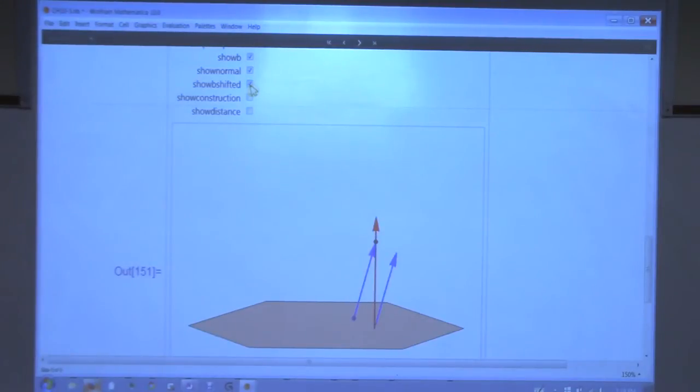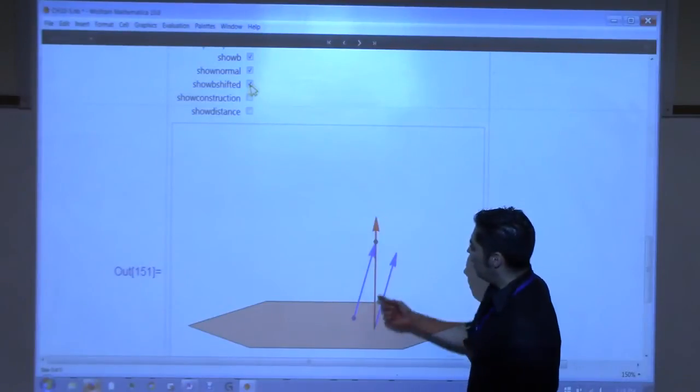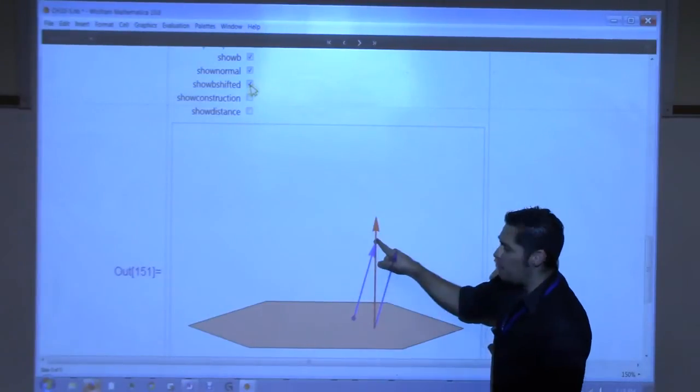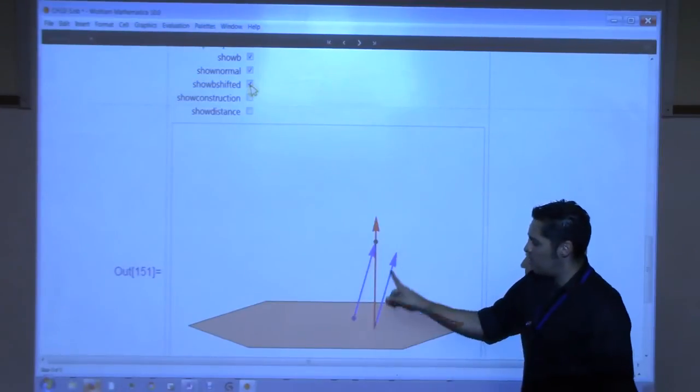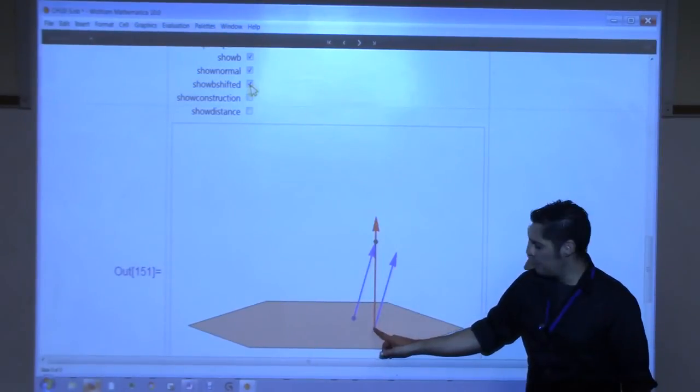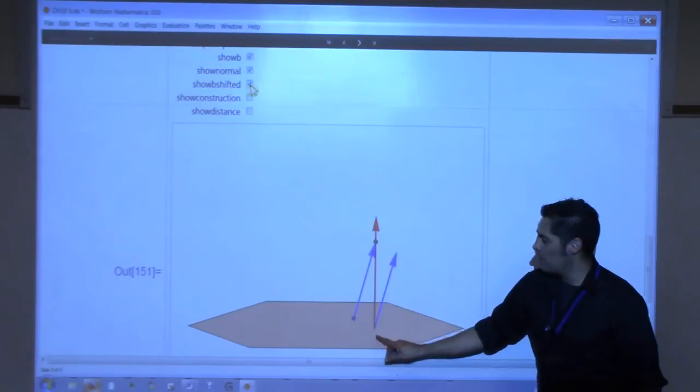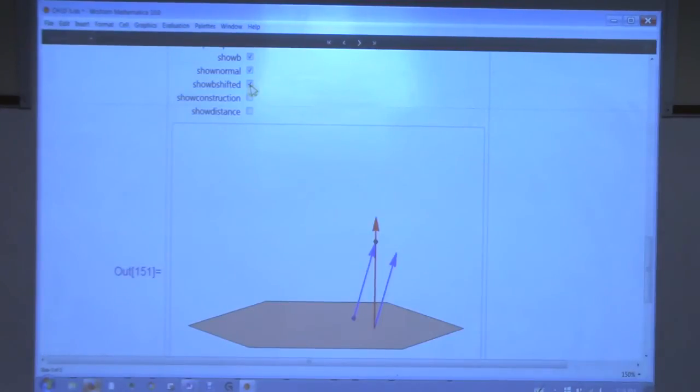Here's the normal sticking out of the plane. I'm going to take that vector that went from that point to that point, all right? And I'm going to slide it so that it touches the bottom of the normal vector, right? And then I'm going to take the original vector out. Do y'all see that?